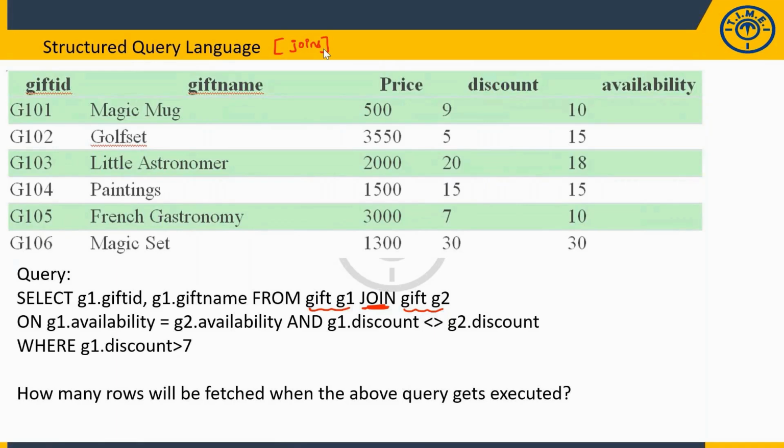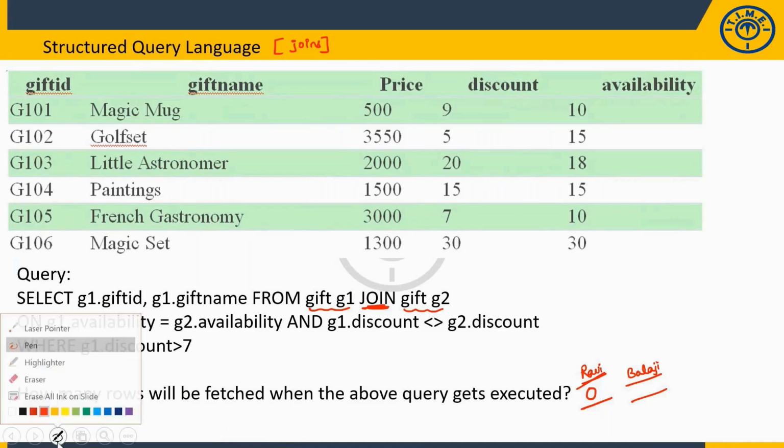Sir, 0. How many rows? 0. Yes, sir. Oh, 4. Okay, 0 is Ravi, right? Yes, sir. Okay, Ravi 0. Balaji? Yes. Okay, I'll explain. No answer? No, sir. Okay, please try. Okay, just try to understand. I'm going to explain it. Don't worry.